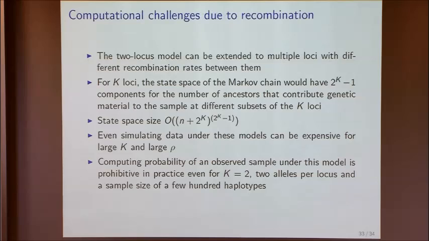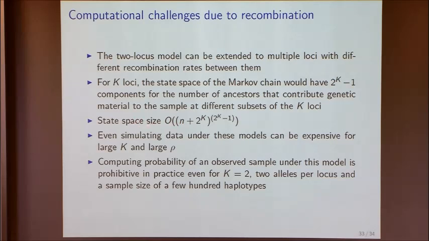Similarly, you can show at the right locus it's also consistent. So what are some challenges associated with modeling recombination? This was simply for 2 loci, but you can extend this process analogously for multiple loci. So if you have, in general, k loci with some recombination distance between each pair of adjacent loci, the state space of your Markov chain, this reduced state space Markov chain, will now have 2 to the k minus 1 components in your tuple, right? Because this represents all the combinations of the number of ancestors that contribute genetic material at subsets of the loci that you're interested in for your sample at present.